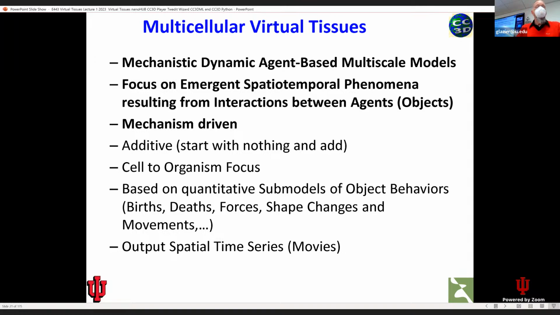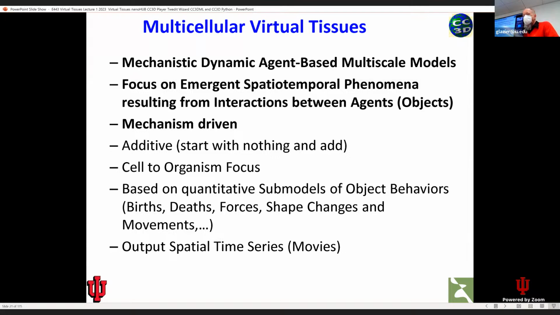It's mechanism-driven. These aren't data-driven models. That is, we have to have an idea about the physics or the mathematics or the biology of the system that we're going to be modeling. They're additive, which is the opposite of data science. In data science, you start with huge amounts of data and you design filters to gradually select the things you care about. Here, we start out with a blank slate with nothing in it. Nothing exists unless we assert it. We're going to be focusing on cells to organisms, although again, you can build higher scale models as well.